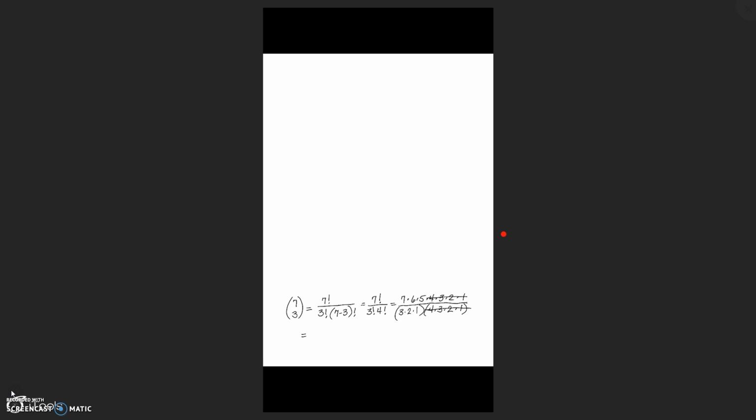And that gives us 210 over 6 if we multiply that all out. And that reduces to 35 possible combinations. And in this case, we're talking about shifts. Okay, so that's how you work out a combination problem.